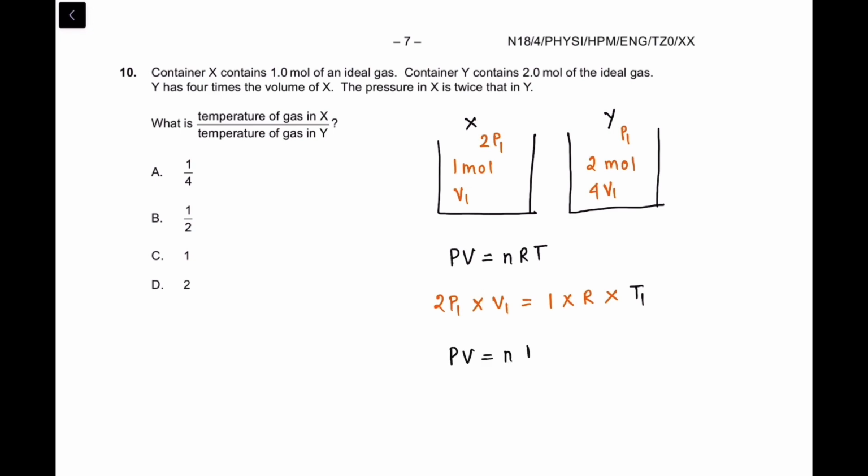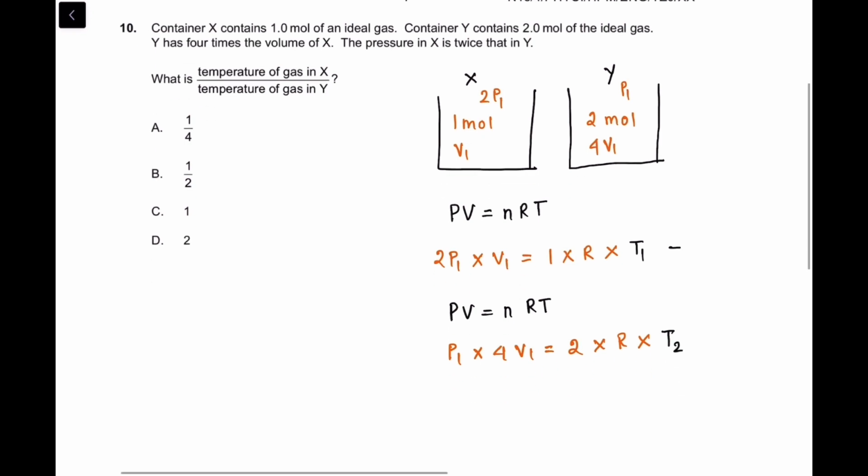Now again applying PV equal to nRT for the second container, we get: what is the pressure in the second container? P1, right? What is the volume of the second container? 4 times of V1, right? So this is equal to: what is the number of moles of gases in the second container? 2 moles of gases. R is the universal gas constant. And what is the temperature of the second container? Suppose the second container temperature is T2, right? So this is our equation number 1, this is our equation number 2.